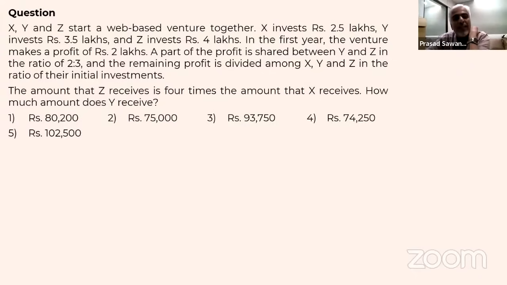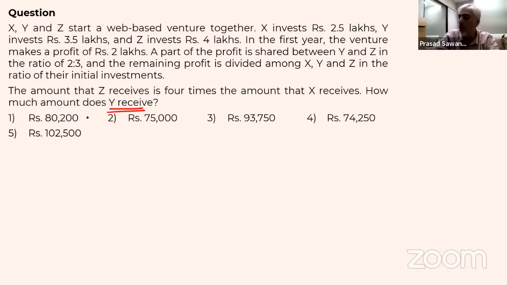X, Y, Z start a web-based venture together. X invests rupees 2.5 lakh, Y 3.5 lakhs, and Z 4 lakhs. In the first year, the venture makes a profit of 2 lakhs. A part of the profit is shared between Y and Z in the ratio 2:3, and the remaining profit is divided by X, Y, Z in the ratio of their initial investments. Find the amount that Z receives. The amount that Z receives is 4 times the amount that X receives. How much does Y receive?